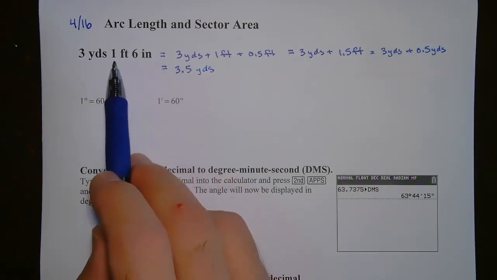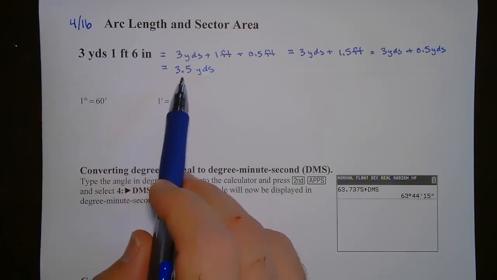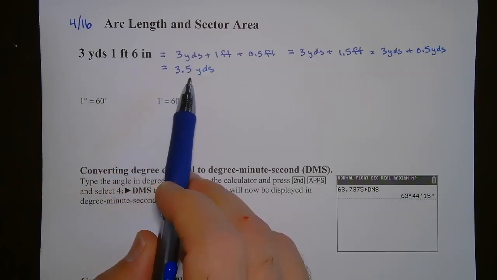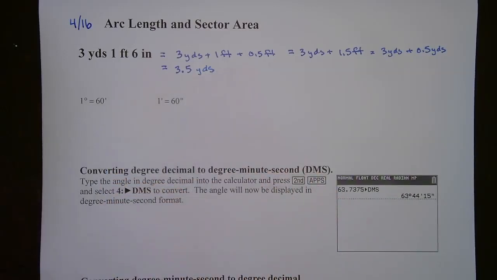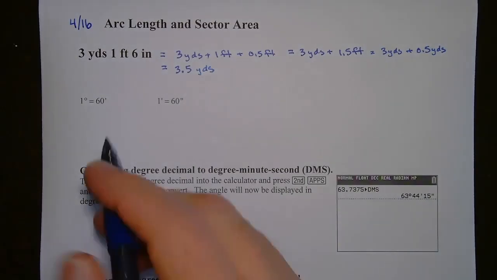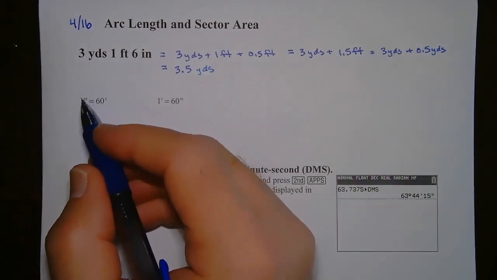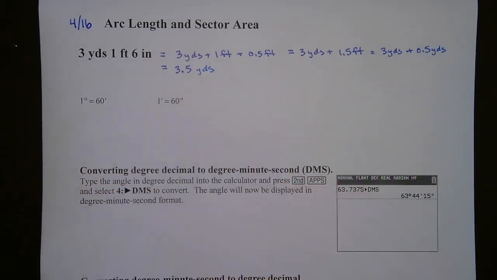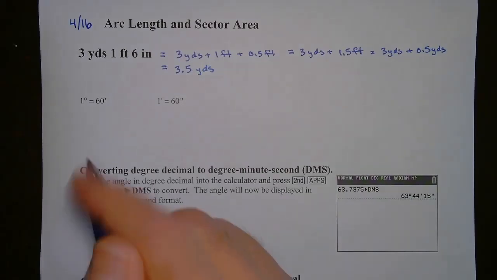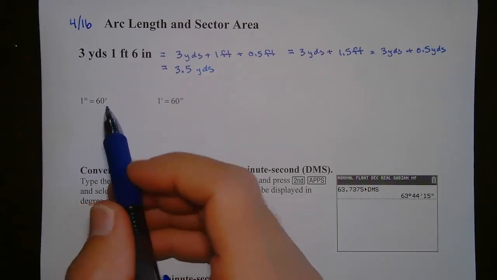This would be equivalent to doing degrees, minutes, seconds as an angle, and this is just as a decimal, 3.5 yards. All right, so let's get into this. What is this minutes, seconds thing? So 1 degree, and this is the degree symbol, is equivalent to 60 minutes. If you take one degree of angle and break it into 60 pieces, each one of those pieces would be 1 minute.